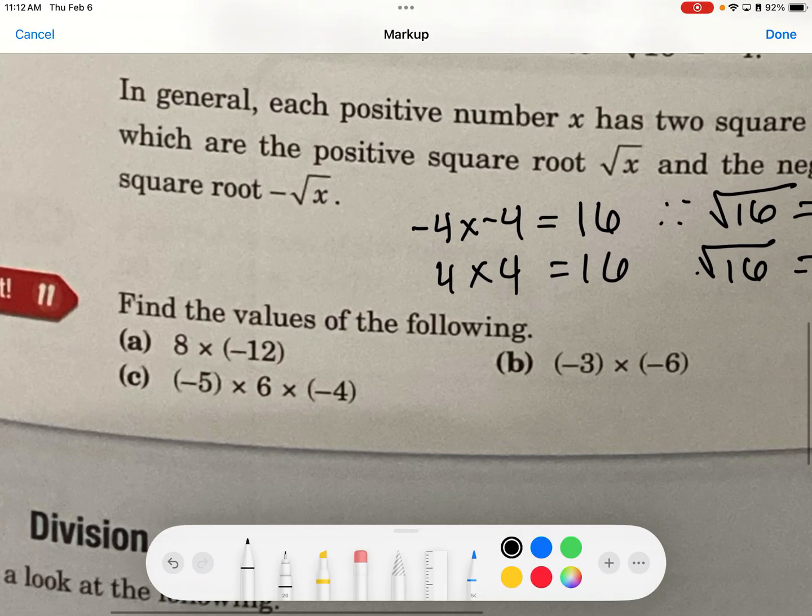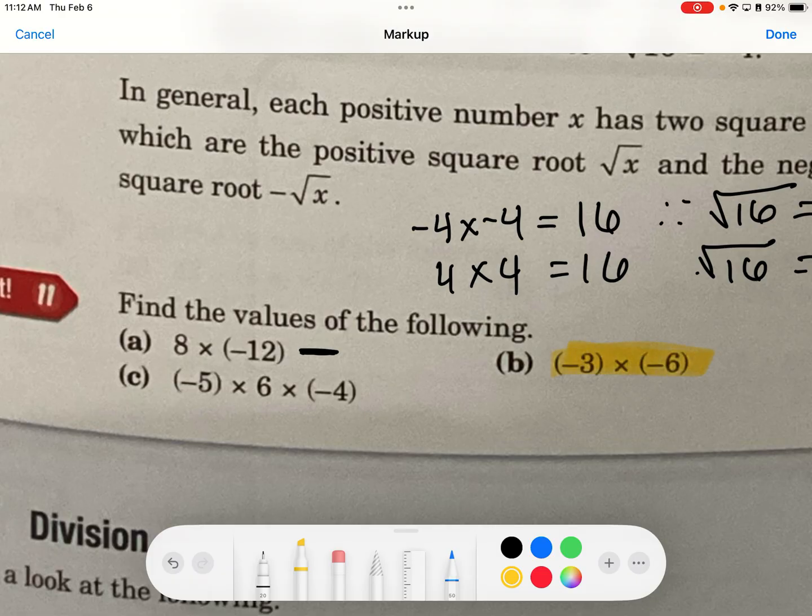So 8 times -12. That answer, I'm not going to go over the answer for it. I just want you to tell me positive or negative. Negative. Now, -3 times -6. What is it going to be, Micah? Positive. Why? Because it is a negative times a negative, and if you have the two of the same type, whether it's negative or positive, you will be getting positive.